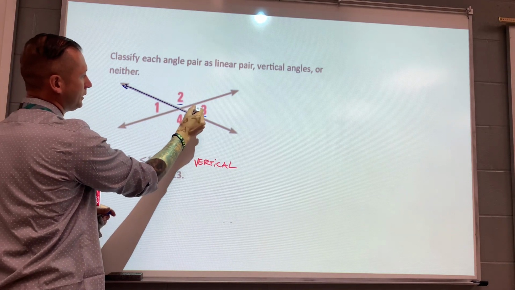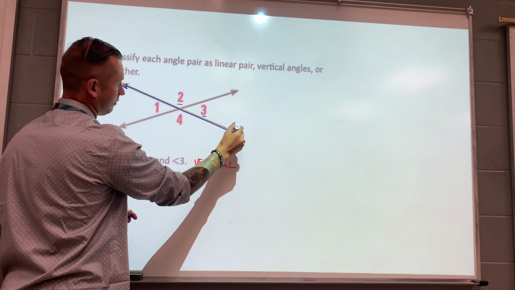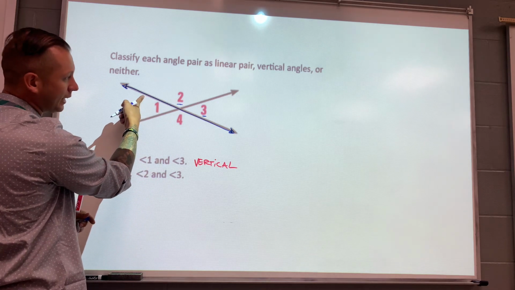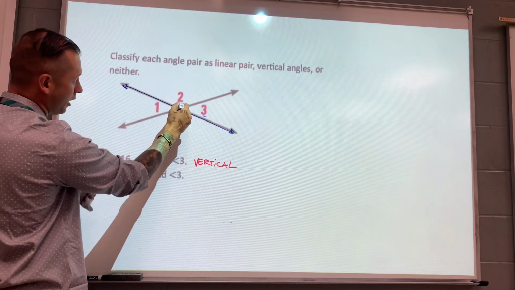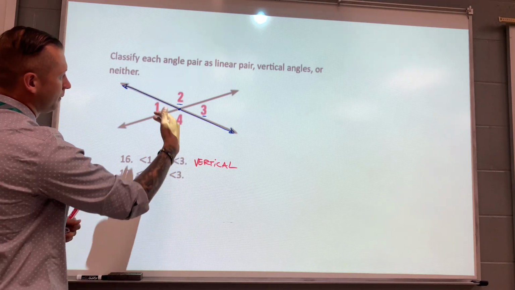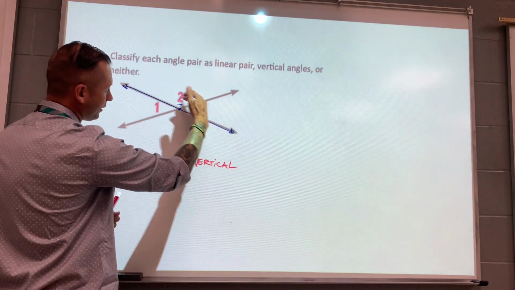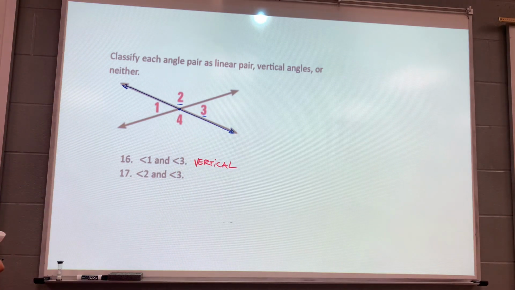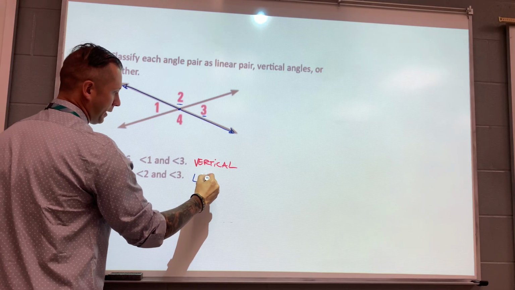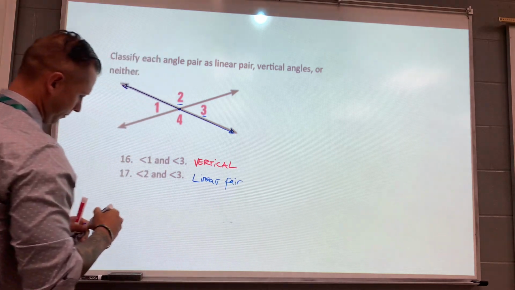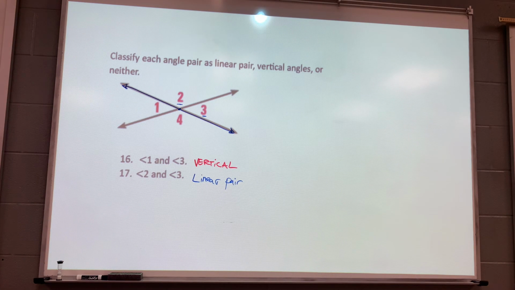Their non-common side, this side is common to 3 but not 2. This side is common to 2 but not 3. So their non-common side is an opposite ray. In other words, when you add them together, they make a straight line. They're definitely a linear pair. This is a linear pair. They make 180 degrees.